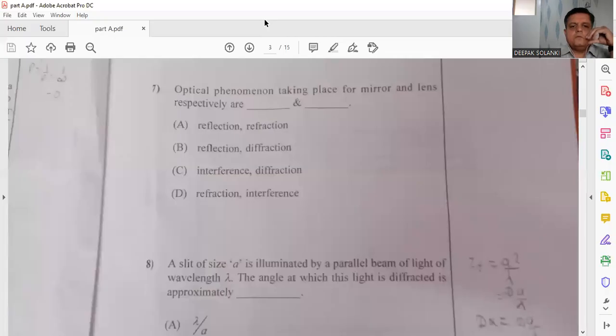Then, optical phenomenon taking place for mirror and lens respectively. We know that for mirror it is the phenomenon of reflection, and for lens it is the phenomenon of refraction. So this is the right answer.